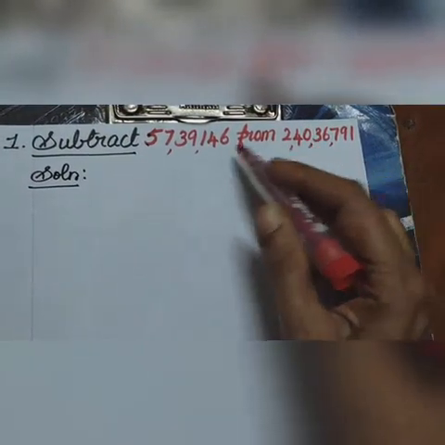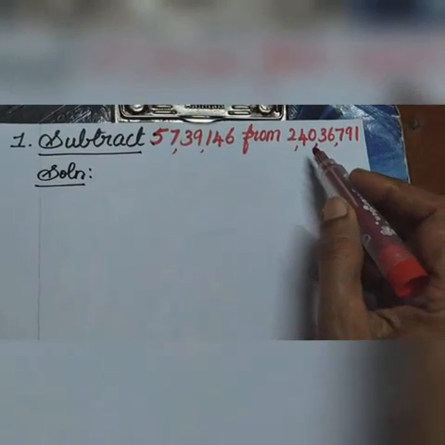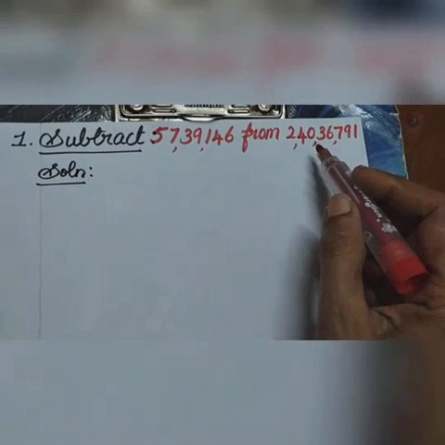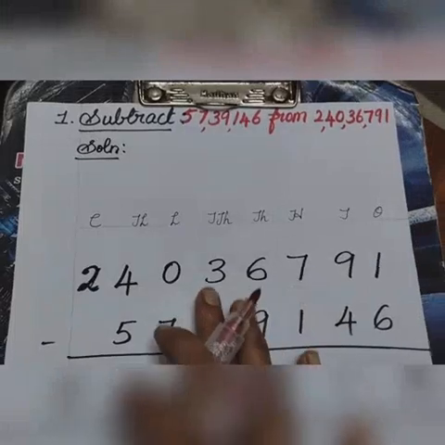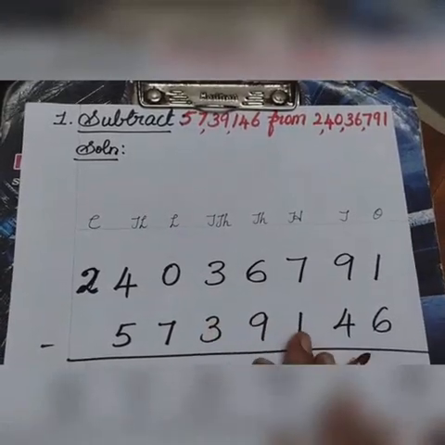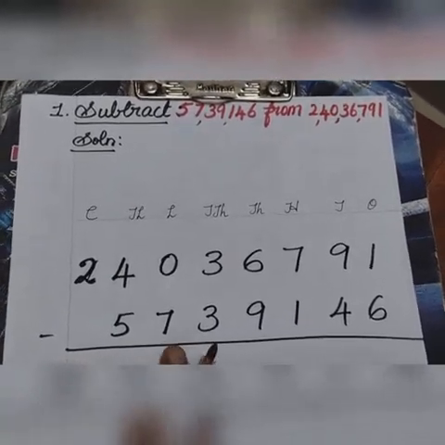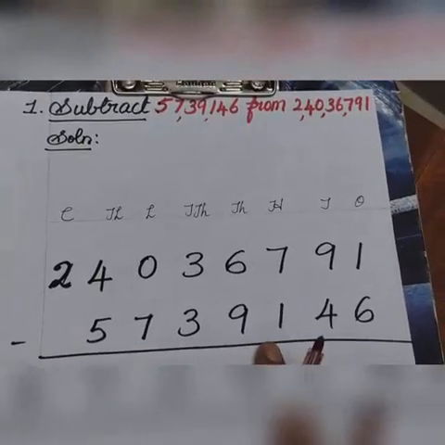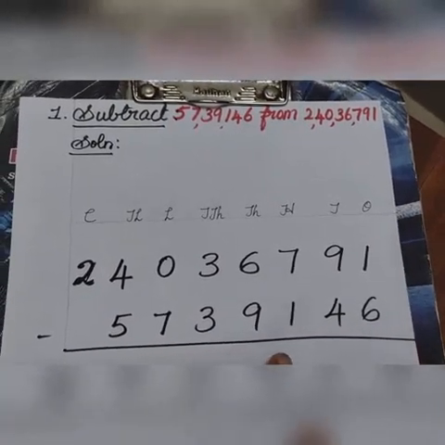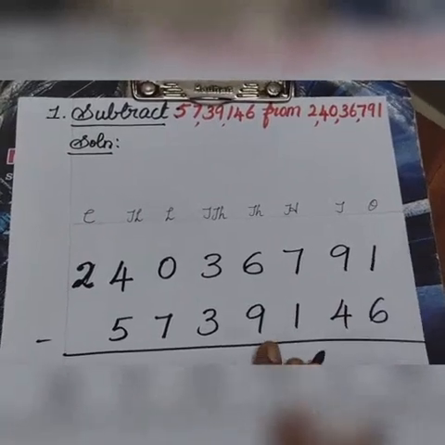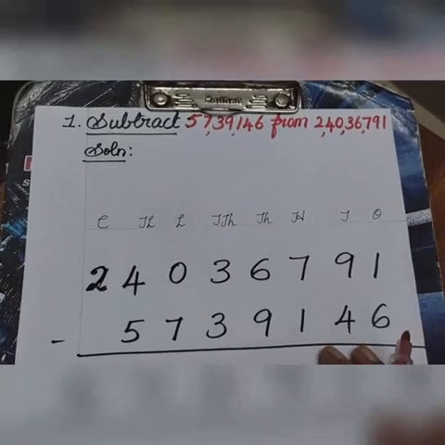Which is the bigger number, the 7-digit number or the 8-digit number? Yes, the 8-digit number is the greater number. While subtracting, we arranged the numbers vertically in crore, 10 lakhs, lakhs, 10,000s, thousands, hundreds, tens and ones. Here the smaller number is written below the bigger number.